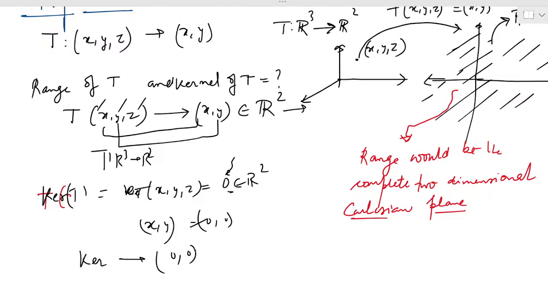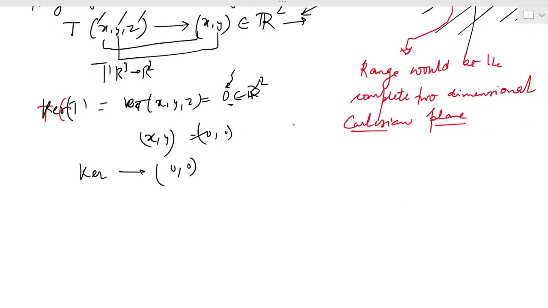No, the kernel would contain 0 comma 0 and see what I want to say. This would be my mistake. See, this would be in R cube, right? Understand again. Sorry, my mistake, my bad. So x and y would be 0. If x and y are 0, see, kernel is what? Let us say I'm talking of a projection from R cube to R square.